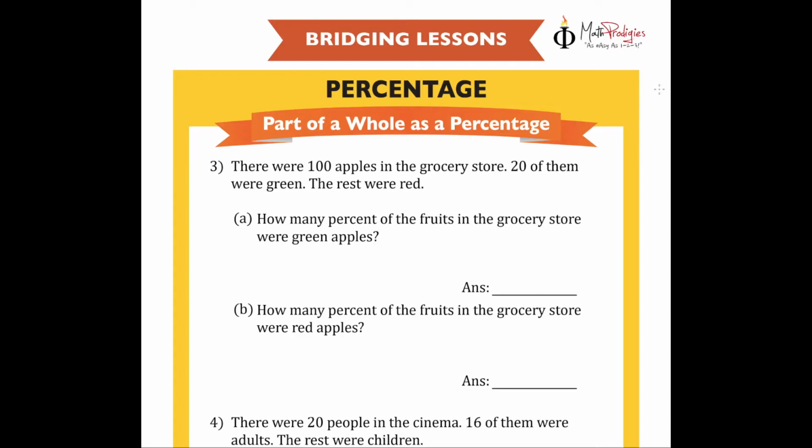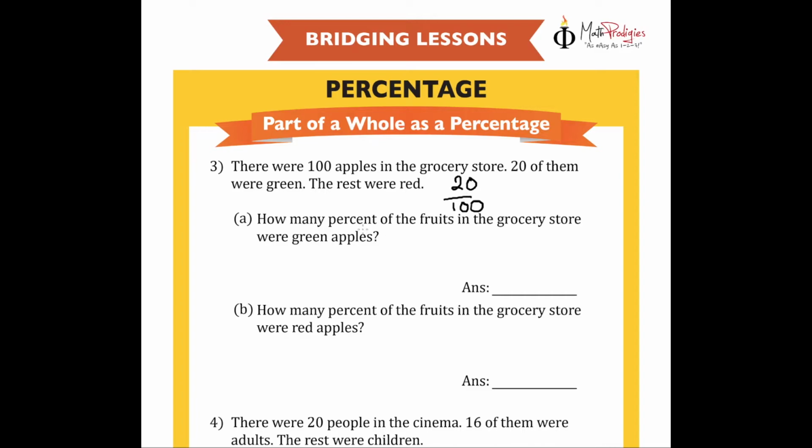Now, number 3, there were 100 apples in the grocery store. 20 of them were green. The rest were red. Don't get confused. It's very simple. Remember, out of 100, to make your life easier, is our 100 apples, right? So if our 100 apples, that means that 20 of them were green. I'm going to imagine, so 20 of them were green out of a total of how many? 100. Hey, wait, doesn't that look familiar?